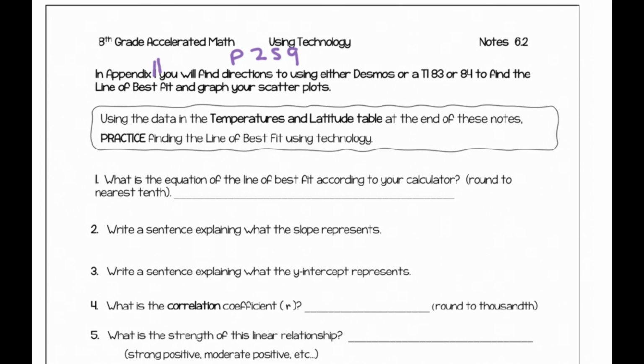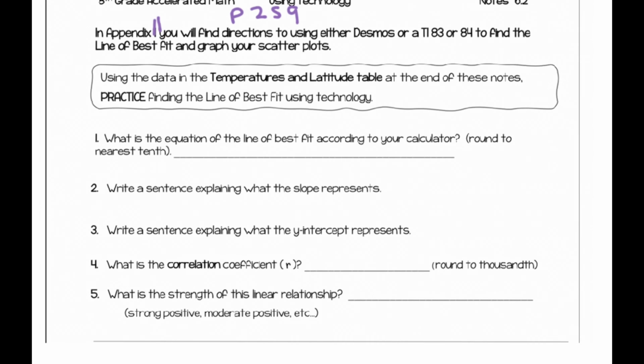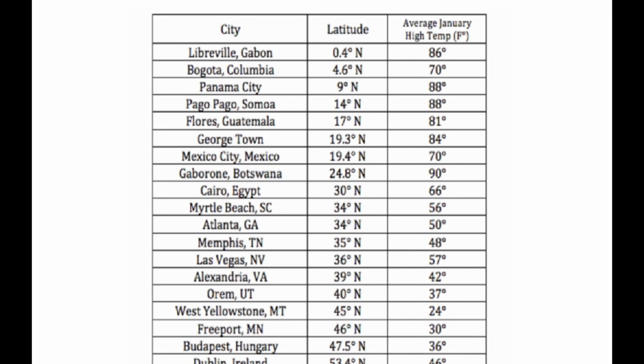You're also going to need access to your world's tallest man information from the last lesson from your homework, and you're going to be using that. We're going to go ahead and try this out with a calculator. We're going to use the data in the temperatures and latitude table at the end of these notes. So if you look at the end of these notes, you'll find this temperature table. That's the one we're going to use.